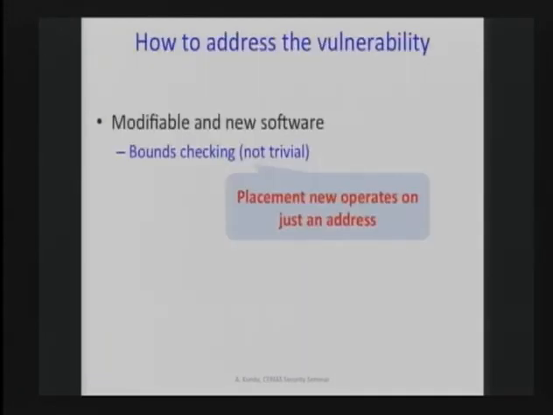Now we have talked about the vulnerabilities and all those things. How do you address them? One is bounds checking. If you do bounds checking, it will be easy to address it. But bounds checking is non-trivial here. Why?